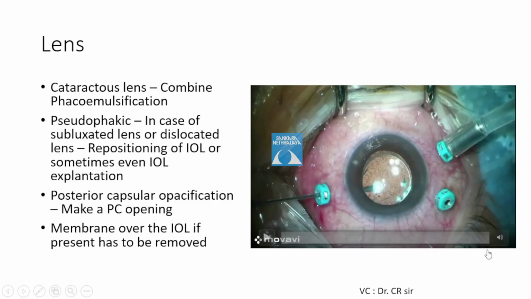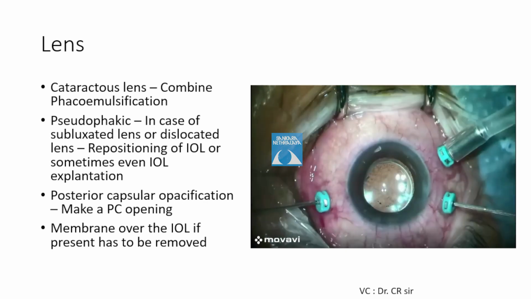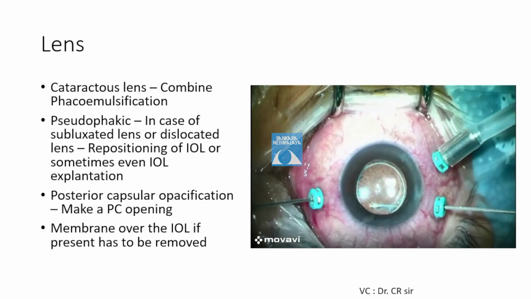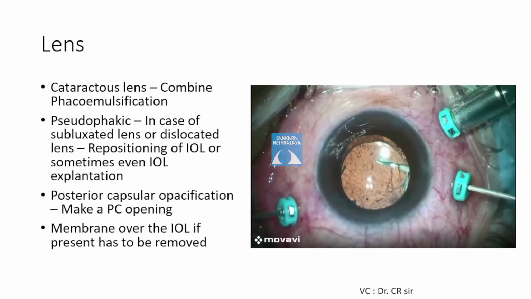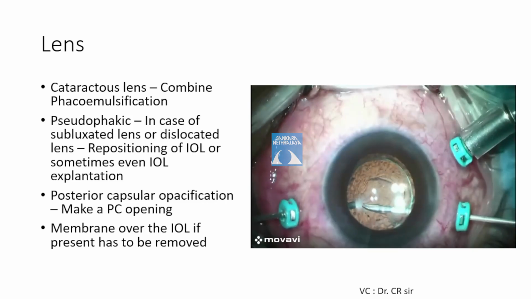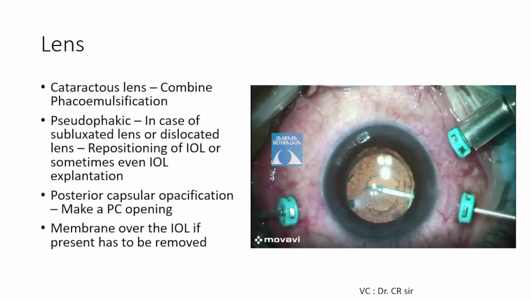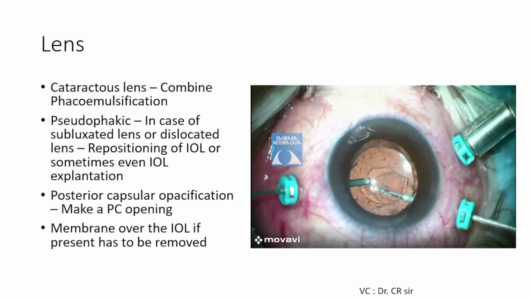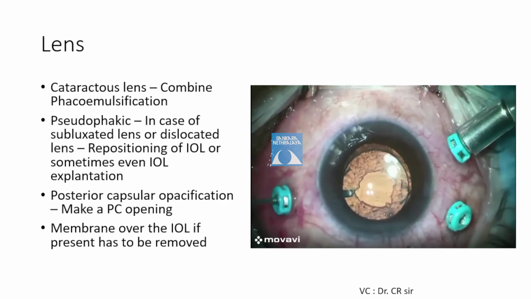So if there is a cataractous lens, as I told before, you can combine with phacoemulsification or sometimes you can plan lensectomy also. In pseudophakic patients, if the lens is subluxated or dislocated, repositioning or IOL explantation should be considered. In case of posterior capsular opacification, you make a PC opening, either with a cutter or, if the membrane is too thick, then you'll have to use scissors to open the PC. Make sure the opening is not too large or too small. It should just be of adequate size. And sometimes there can be presence of membrane over the IOL or presence of pigments over the IOL. In such cases, you'll have to remove those membranes as well.